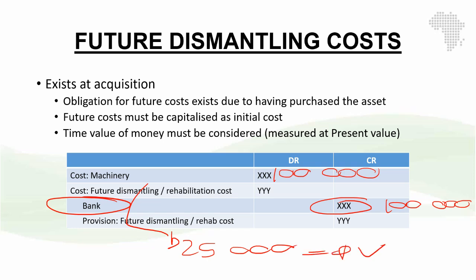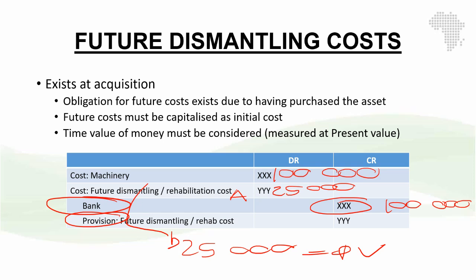So that is the present value of whatever future dismantling costs or site restoration fees I'm going to have to pay. So I've calculated. Like I said, let's say for argument's sake, it's 25,000 Rand. I'm going to debit my future dismantling costs. This will also be an asset for 25,000. And then I'm creating a provision because I know in the future I'm expected to pay. On acquisition date already, I've got an obligation.